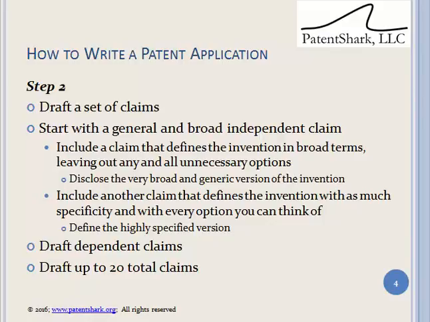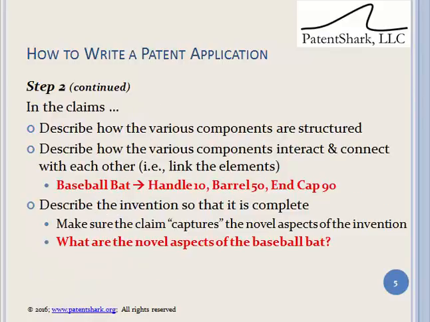Draft quite a few dependent claims. It is recommended to draft up to 20 claims if you can. We'll discuss how to draft claims in more detail in subsequent slides, so please don't worry. The claim should describe how the various components are structured. The claim should describe how the various components also interact and connect with each other. In other words, when you're drafting a claim, try to link the elements.